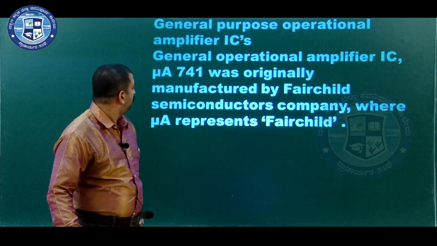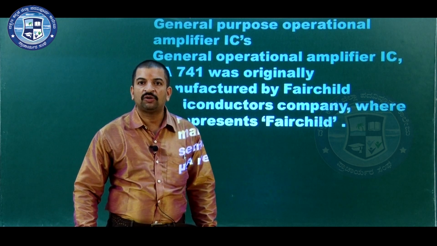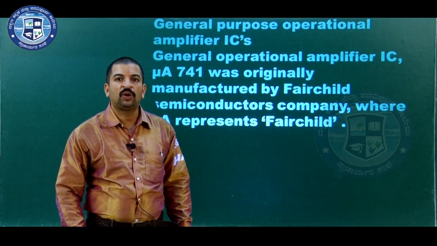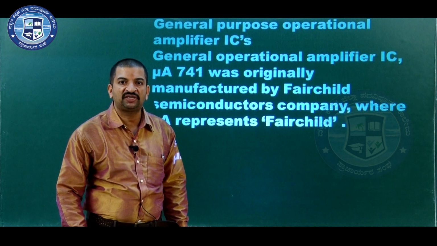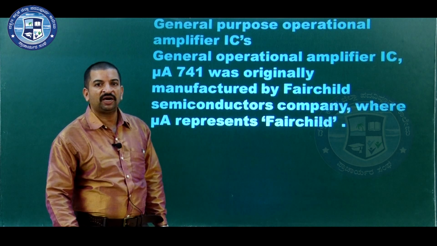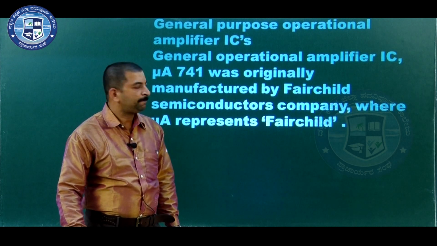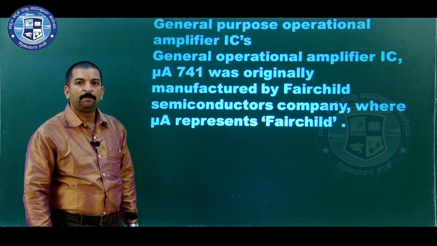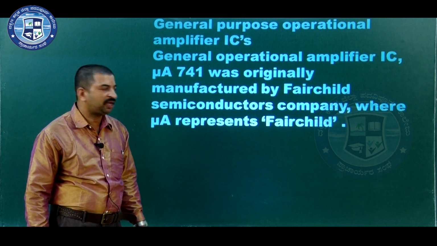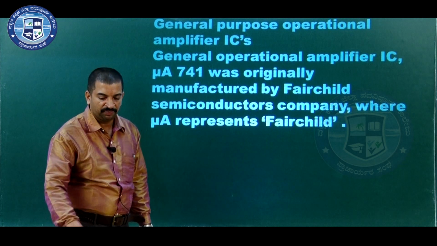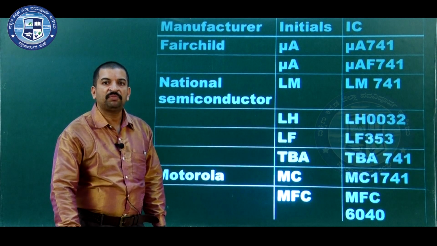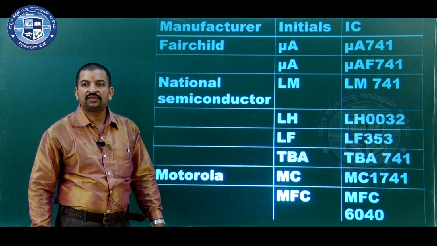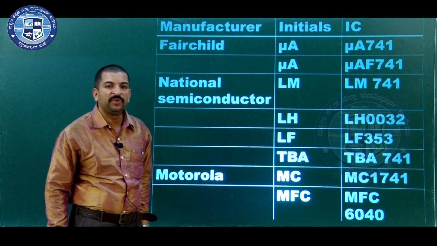Now, let us study one of the commonly used ICs, that is the op-amp 741. It is the general purpose operational amplifier. This IC was invented in the year 1970 by the Fairchild Semiconductor company. These Fairchild Semiconductor ICs usually have the starting letters mu A. Mu A indicates manufactured by Fairchild Semiconductors. Now, let us study the different manufacturers of the operational amplifier ICs.